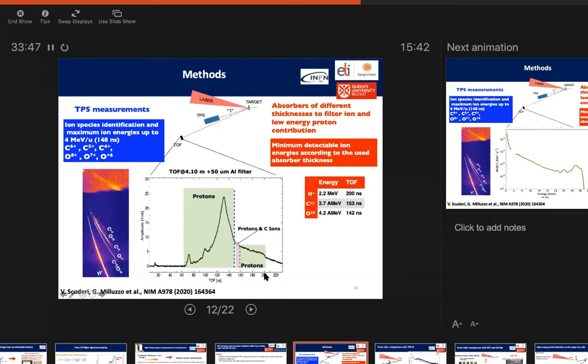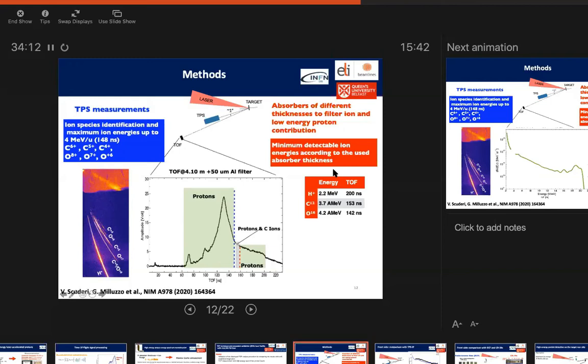The minimum energy that you detected with the Thomson parabola, or no? No. You have the field. Okay, understand. Yes, it could be the detectors, or could be also the effect of the filters, and some particles pass and come after this point.